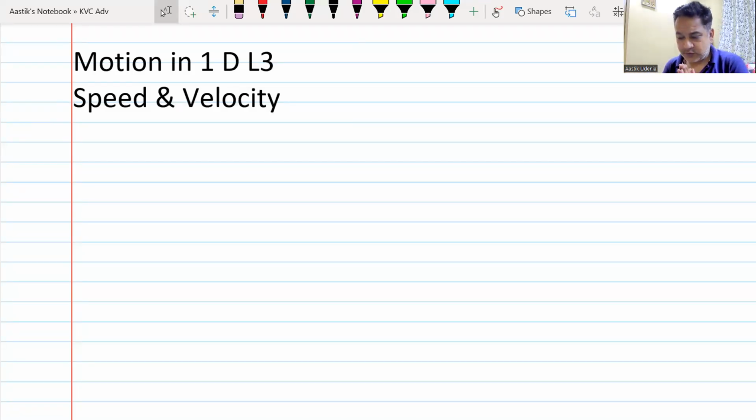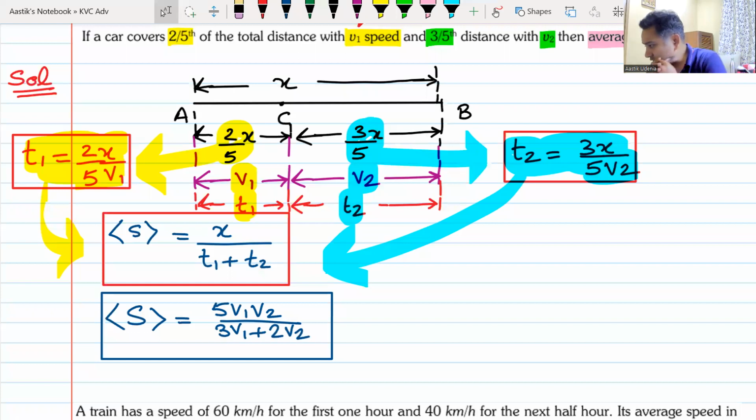Good afternoon, and this is lecture number 3 in our quest for excellence. We were dealing with motion in 1D, and we were dealing with questions on average speed and average velocity. Do we remember this? Yes, sir. We had done some questions on average speed. Average speed is total distance divided by total time.